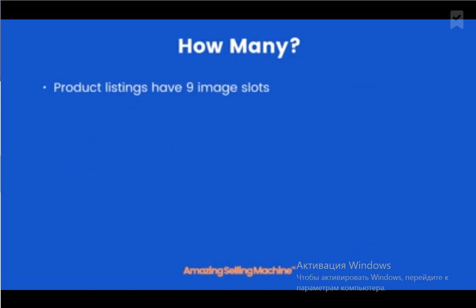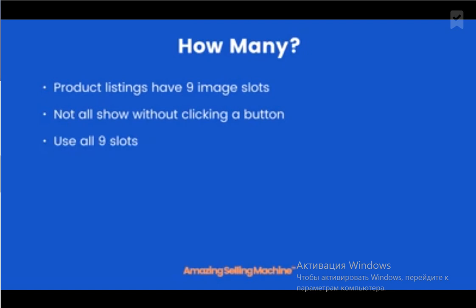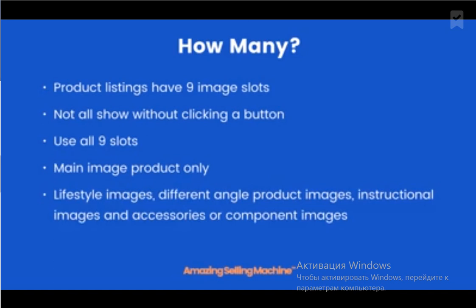So how many images? Product listings have 9 image slots in most categories. However, not all show without clicking a button. For the most part, 7 will show, and then there'll be a button saying see more. Use all 9 slots. And remember, the main image should be the product only. Fill up the remaining slots with lifestyle images, different angle product images, instructional images, and accessories or component images.